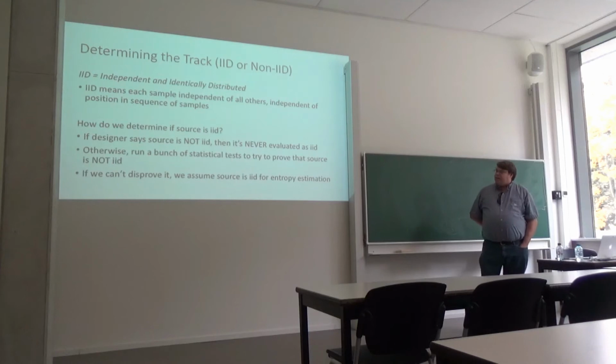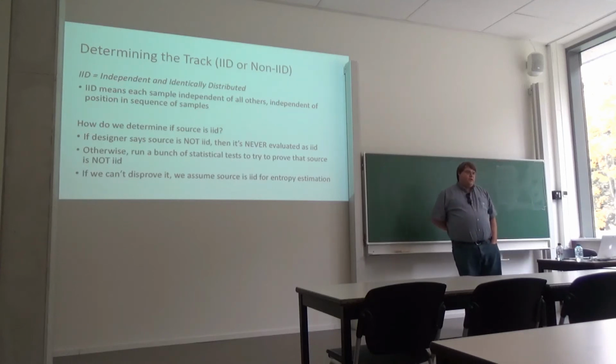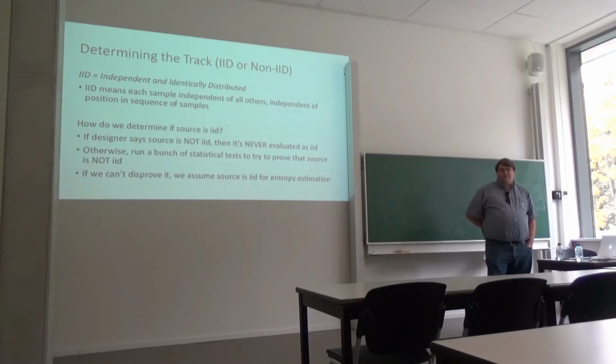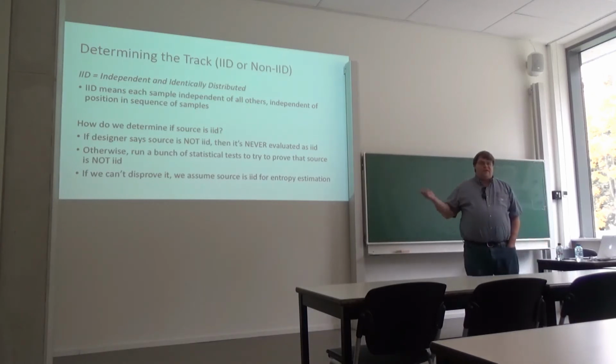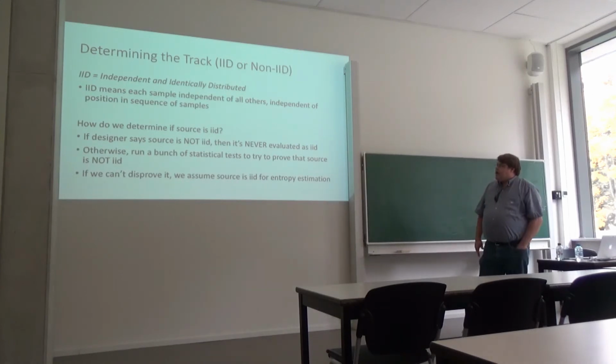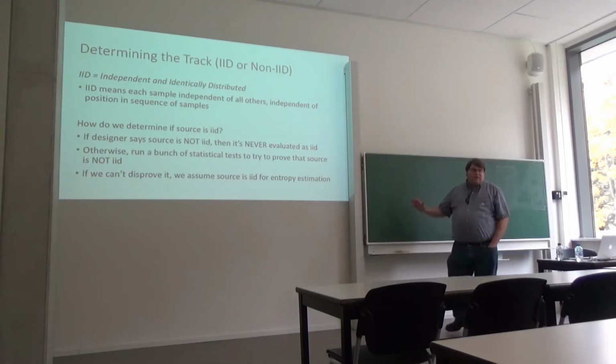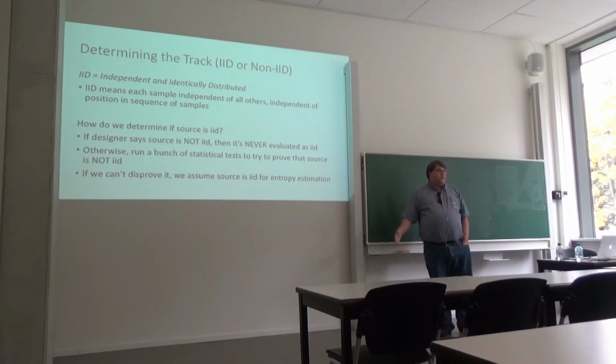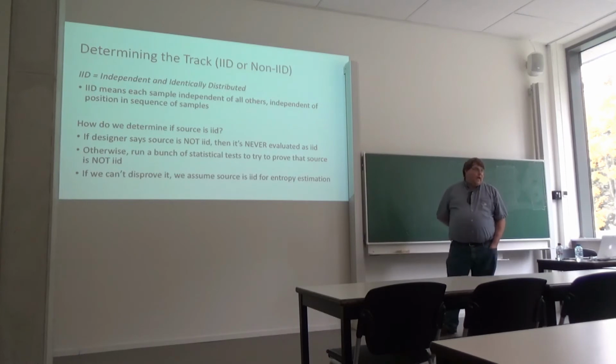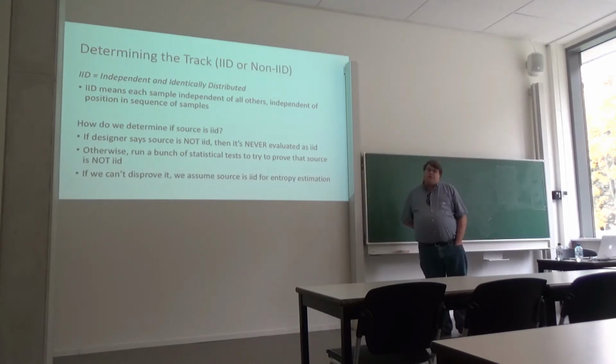Well, the first thing that happens is the designer has to claim it. So if the designer, when he's submitting this to a lab, says, I believe my source is IID, then it will be evaluated and it will check to see if the tests agree with it. Okay. If they say it's not IID, then we just would never run the test because we'd say you as the designer know your source better than we do. Or better than labs do. So if they claim it's IID, then we'd run basically a bunch of statistical tests to try to prove that the source is not IID.